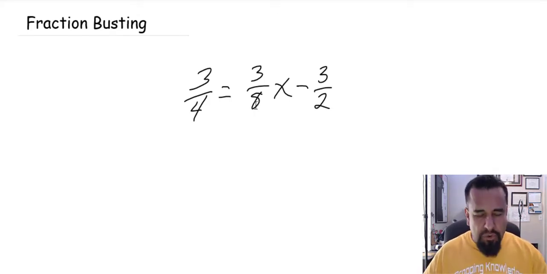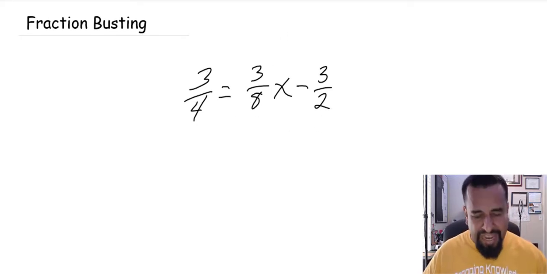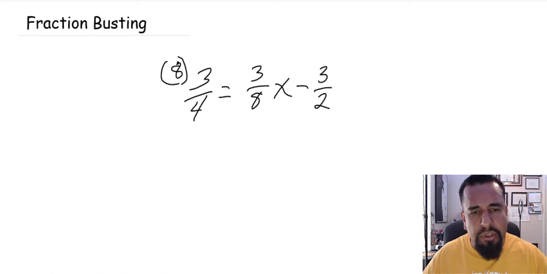All right. So in this case, I can see that my biggest one here is 8. And I know that 4 divides into 8 evenly, 2 divides into 8 evenly, and so does 8. So I'm going to use 8. What I like to do is write 8 up here. So I'm going to write an 8 because that's what I'm going to be multiplying by.